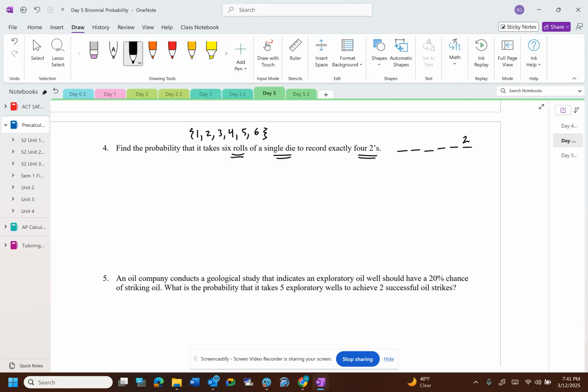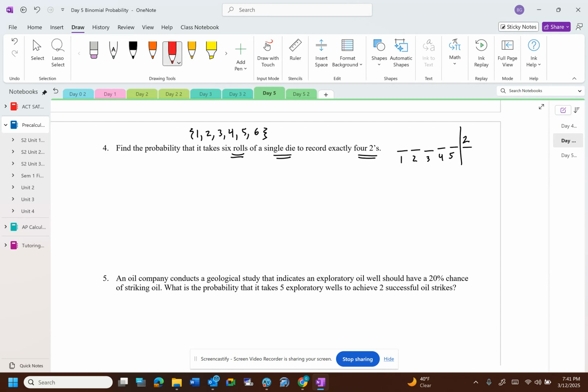All right, so hopefully you pause the video and you figure that out. If you haven't, again, pause the video and see if you can figure it out. But here we go. In this case, the last trial is fixed. I know I have to have a 2 on the 6th roll of the die. That has to be a 2. The variety in where the other 2s come in is really the crux of the problem.